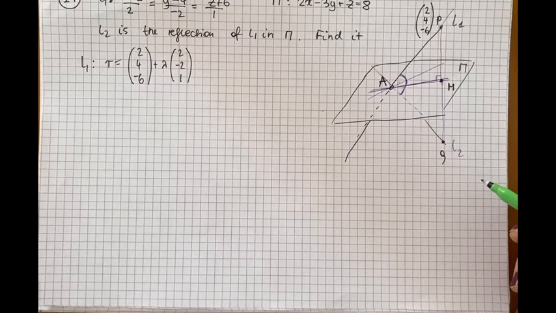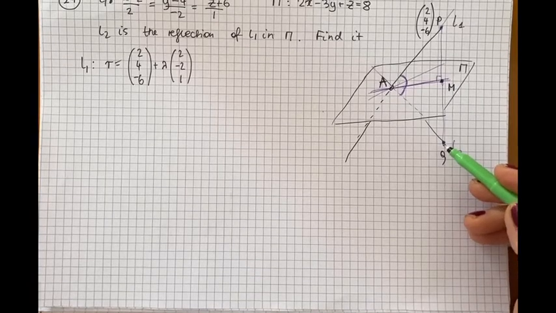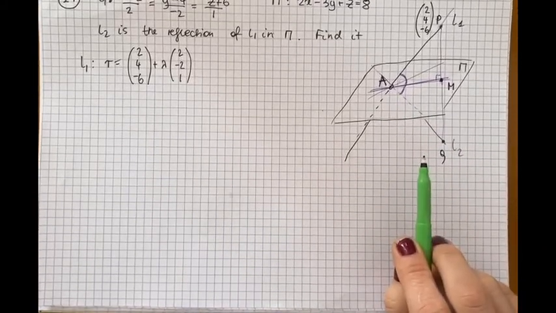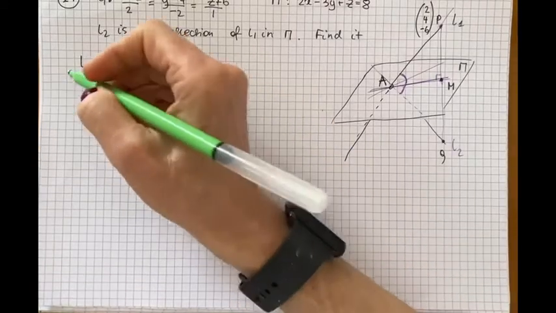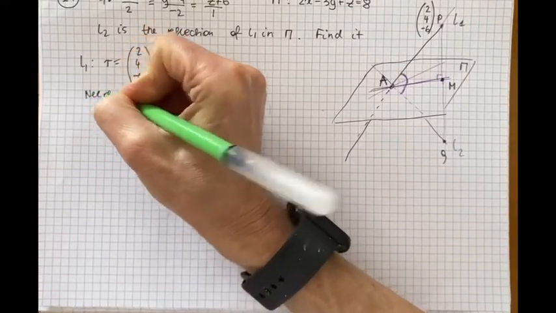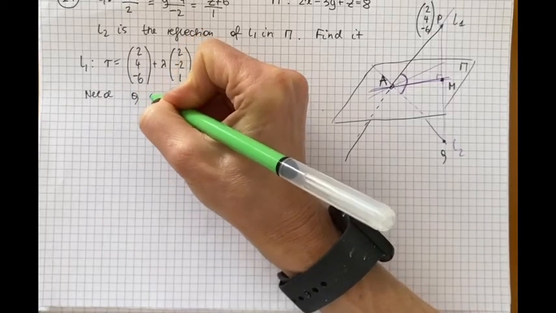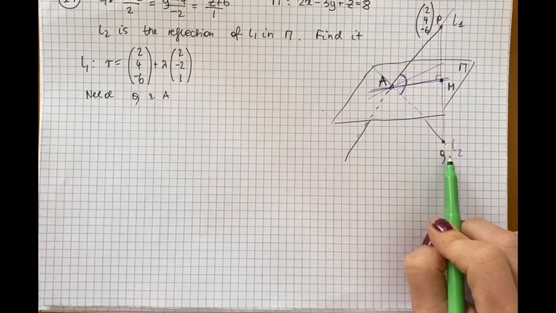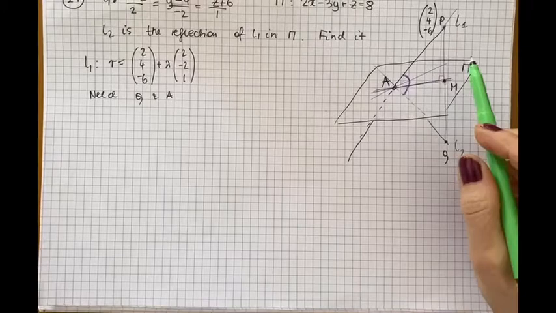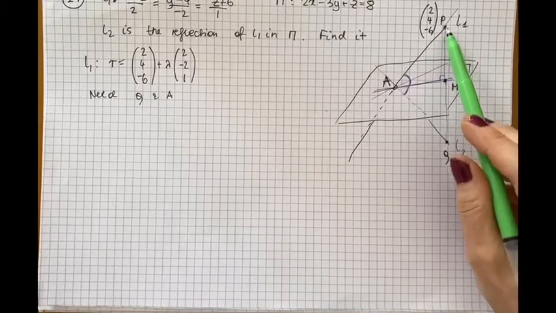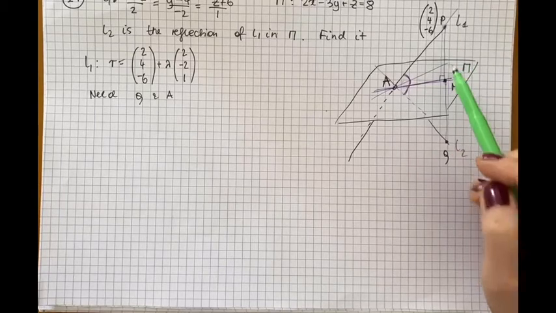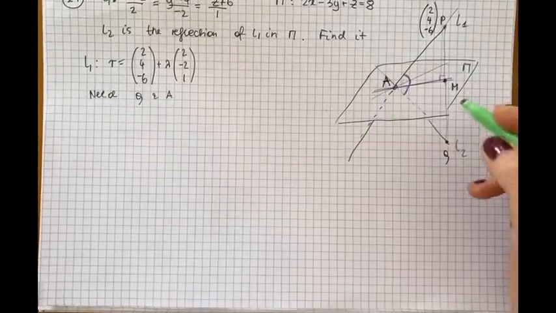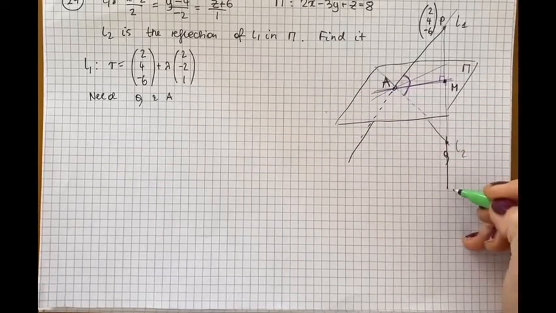So what can we find out? If we can find that point Q, and then if we can find point A, we should be able to find the equation of L2. So we need P, we need Q, and we need A. Let's start with Q. To find Q, we are going to find the equation of the line that's perpendicular to the plane and passes through P, M, and Q. So let's call that line L3.